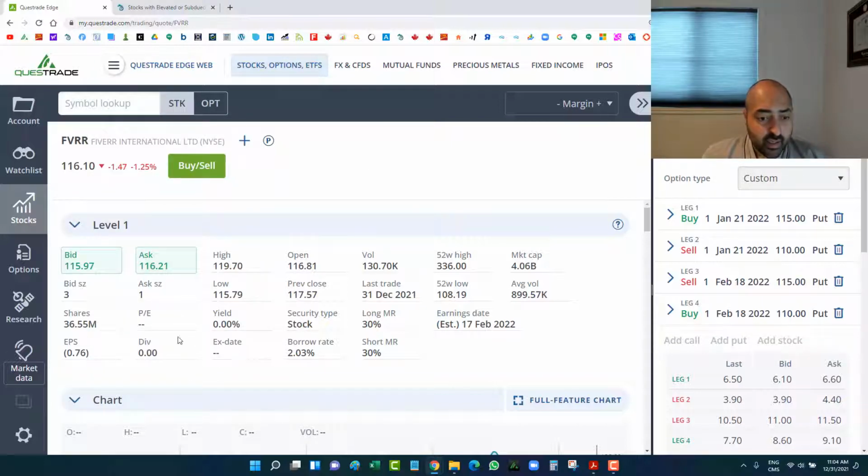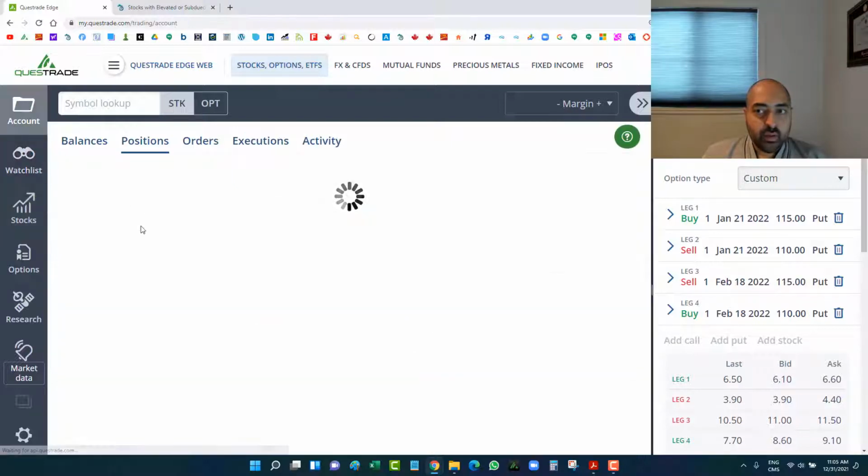Fiverr is not even making money yet. So yeah, it's considered highly valued, so it's considered overvalued. So it could drop hard, like all the other stocks, like Peloton, or like Roku. All right, so let's skip this one. Let's go see my other positions here.